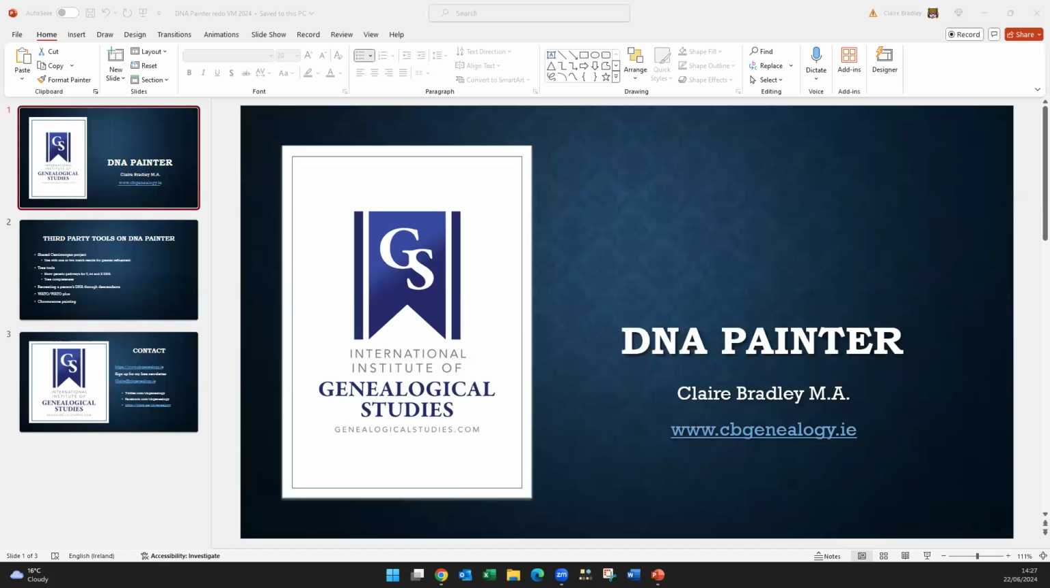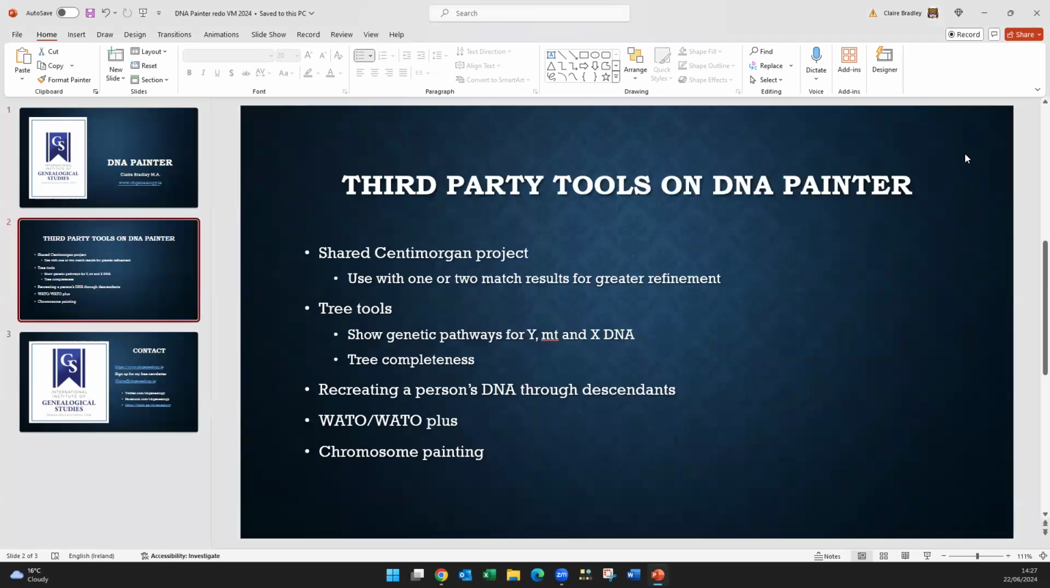I'm just going to share my screen briefly, and then we're going to look at some live demonstrations of the website. So DNA Painter is a third-party tool. So it's a website where you use a DNA test that you've taken on one of the main sites, Ancestry, 23andMe, Family Tree DNA, MyHeritage, and so on. And you use data from your autosomal test to do different analyses and modelings on different aspects of it.